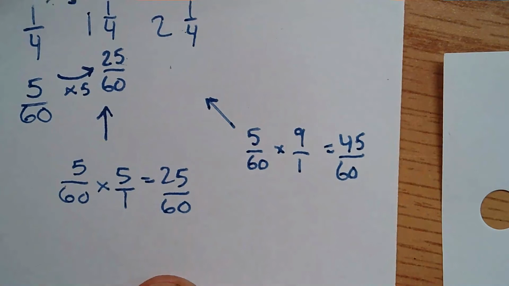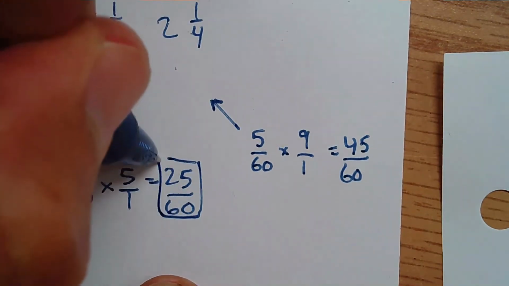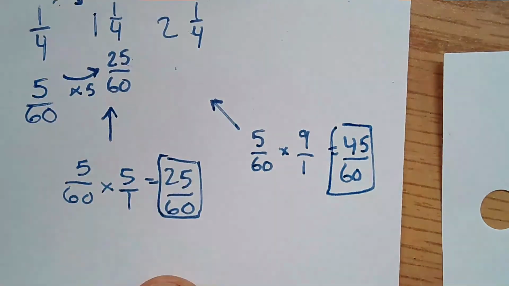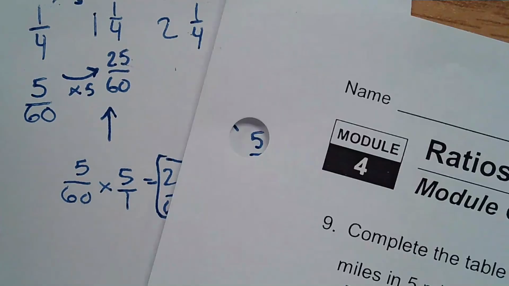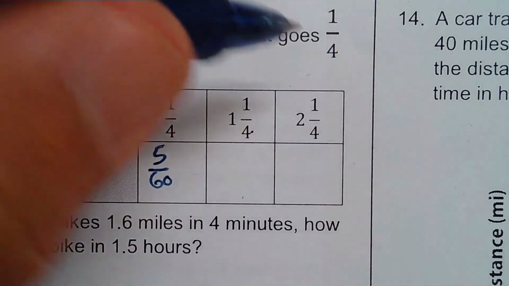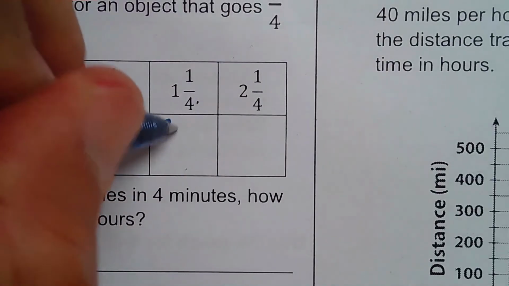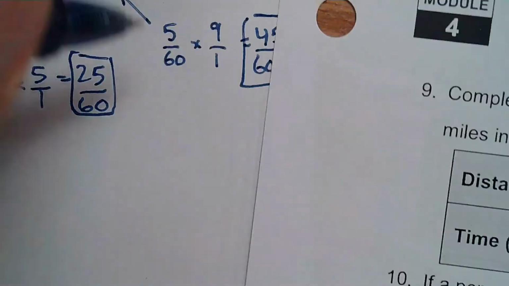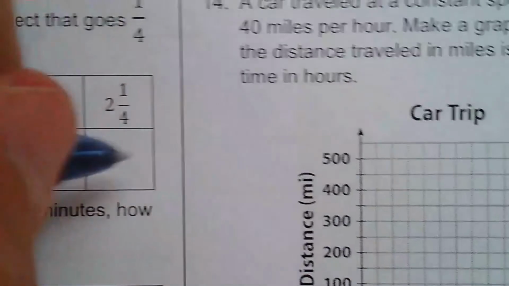So what are those missing values? 25 over 60 and 45 over 60. And maybe I'll put that in here. So this is 5 over 60. This is, what did I say, 25 over 60. And then this is 45 over 60.